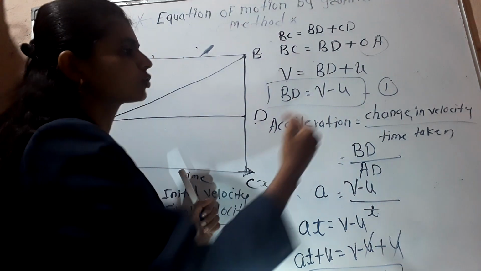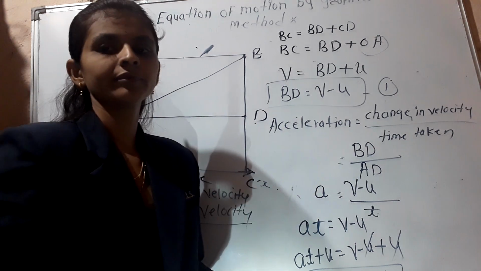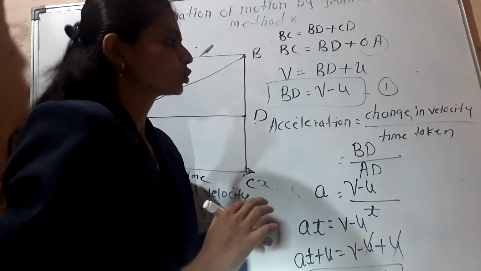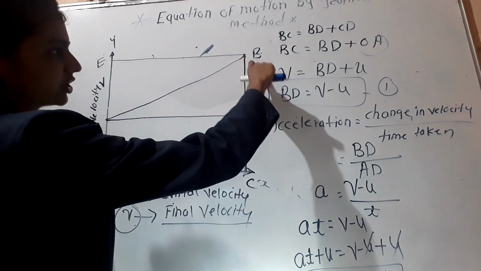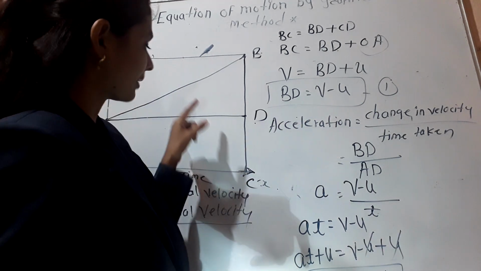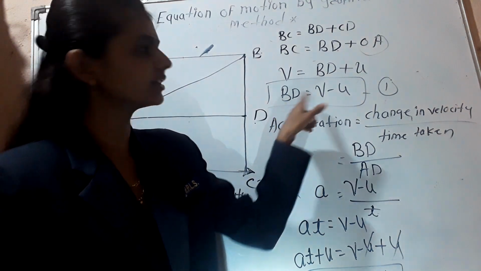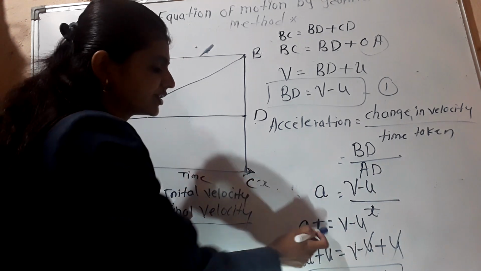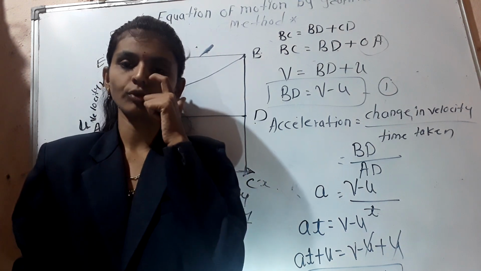Now the acceleration is equal to change in velocity upon time taken. Acceleration is always denoted by A. Change in velocity means BD, and time taken is AD. Here you can see the change in velocity is a rise in velocity, and we can consider it as a height. Time taken is AD. We already know the value of BD, that is V minus U, and time taken is T. So here you can solve the equation: AT is equal to V minus U. So by this method we can get the first formula of motion.